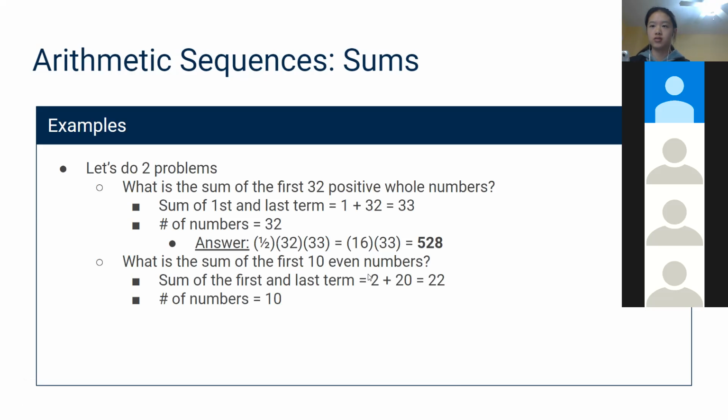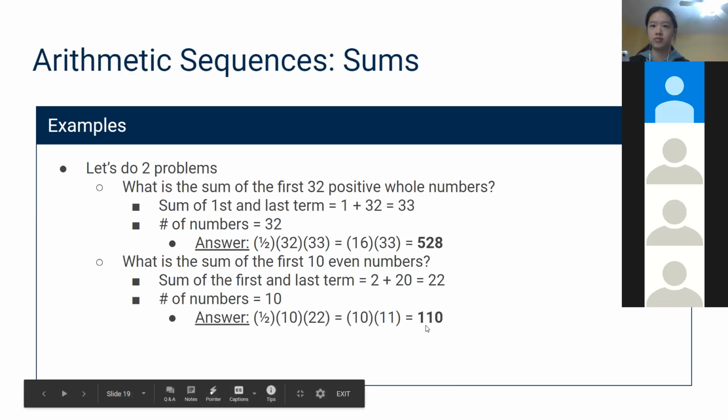So the first one is 2, right? And the last one would be 20. So that's 22. And then we divide that by 2 to get 11. And the total number of terms is 10. So that'd be 10 times 11, which is 110. So good job. Move on to the next slide.